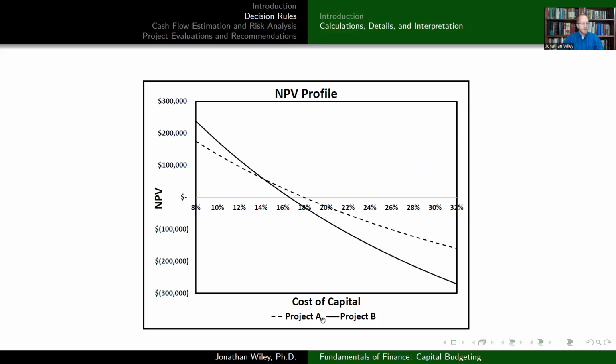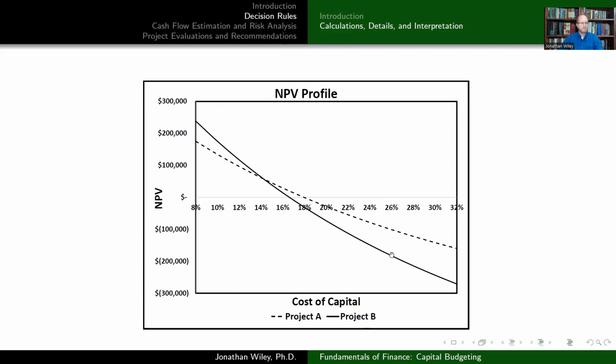So basically, if I had two projects, projects A and B, all I'm doing is calculating the net present value for these projects using different required rates of return. So if I had a required rate of return of 12%, project A would have a net present value here, project B would be a little bit higher. If I had a required rate of return of 26%, project A would be negative, project B would be even worse, right? So the net present value profile is just showing what that net present value is for the different required rates of return.